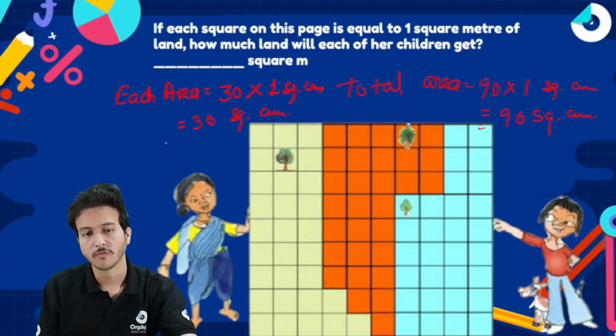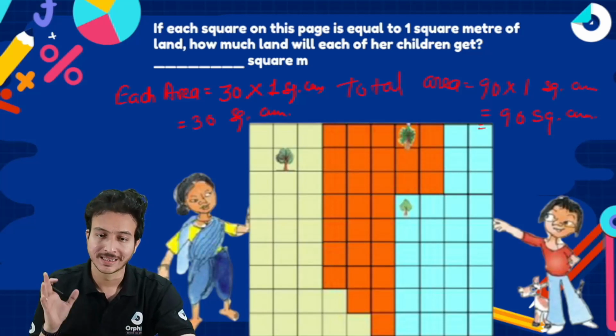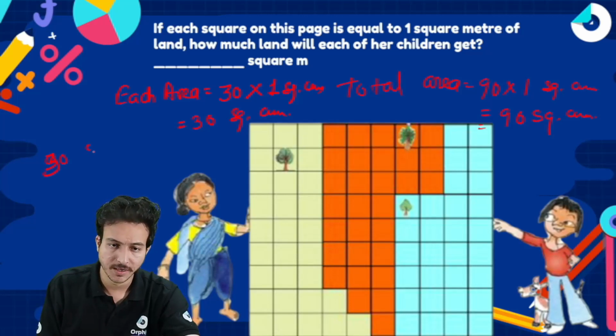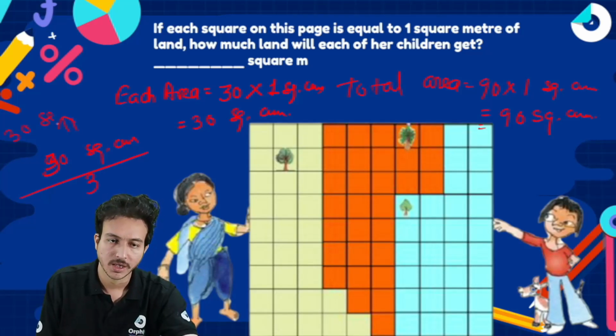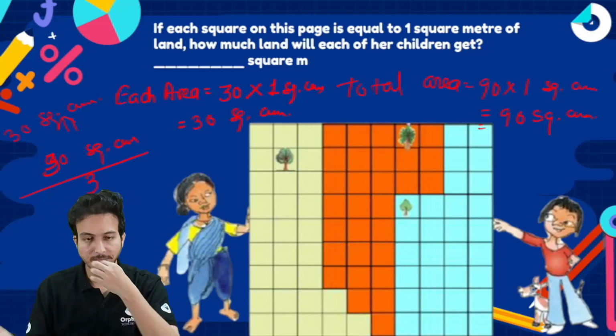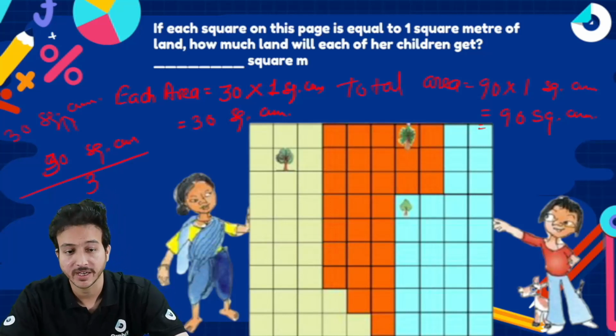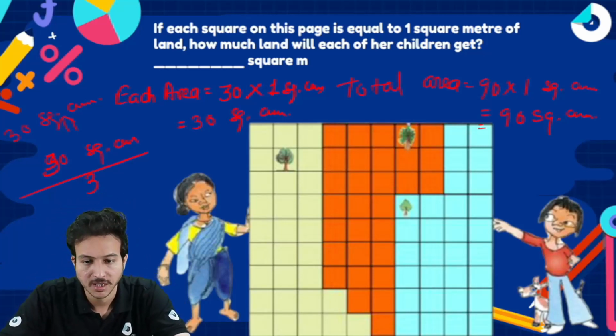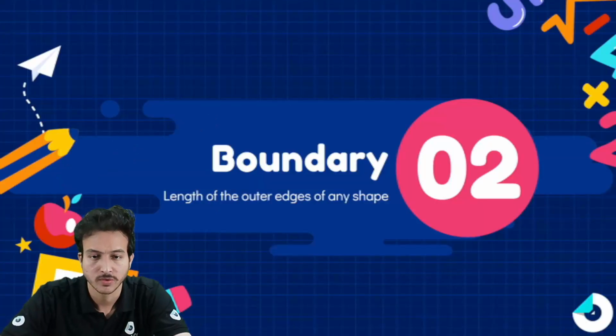Or you can also see, because the total area is 90 square centimeter, and you need to divide it among 3 equal people, that will ultimately come out to be 30 square centimeter. So you can use this method also or that method also. Both the methods are correct in order to completely cover it, you can do this as well.